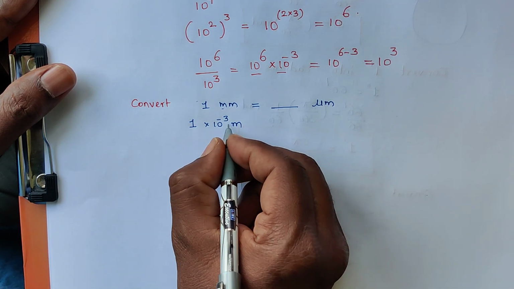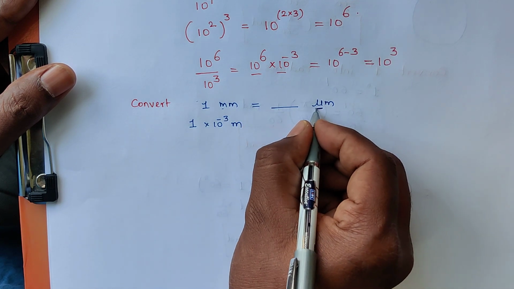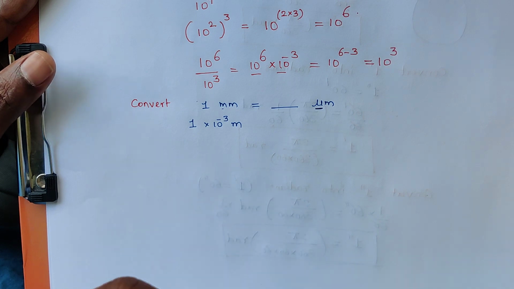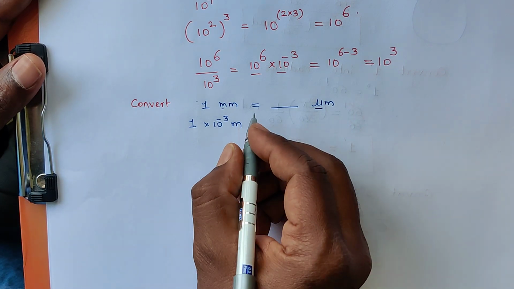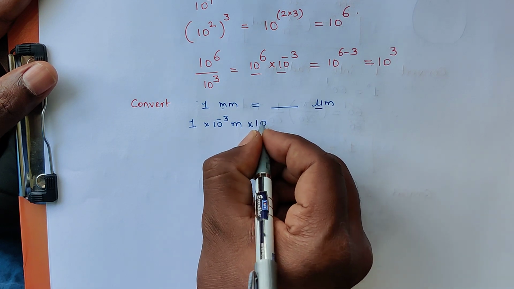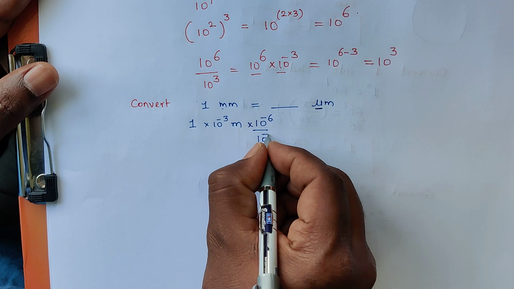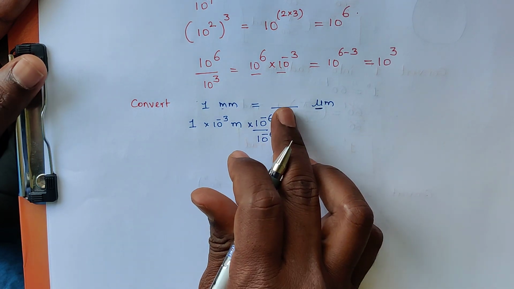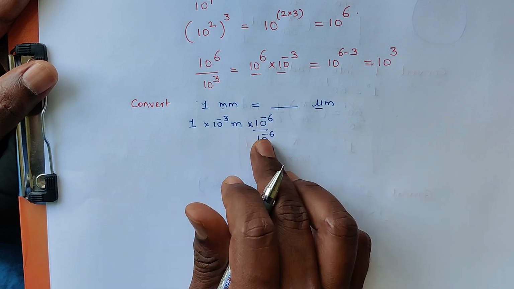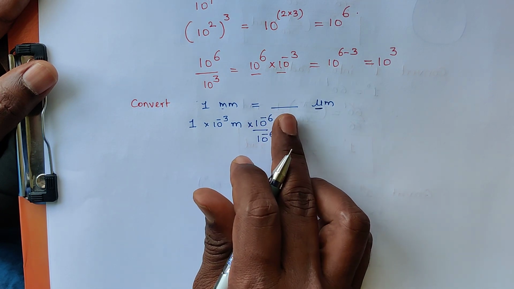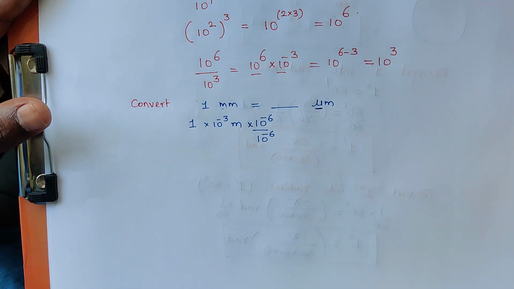So here we need to express this value in micrometers. Micro is nothing but 10 to the power of minus 6. So we need to get the 10 to the power of minus 6 value in the numerator. Here I am dividing and multiplying with 10 to the power of minus 6. Both will cancel out and it will become 1. 1 into its original value is again the original value, so there will be no change.